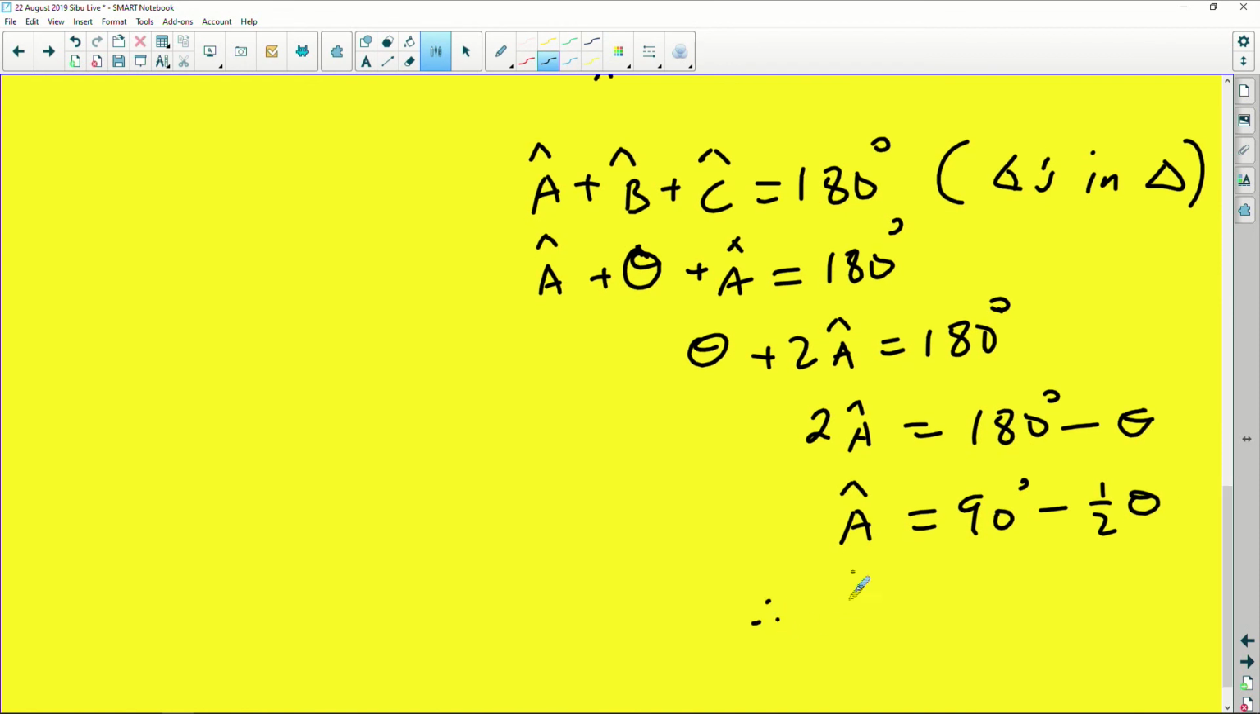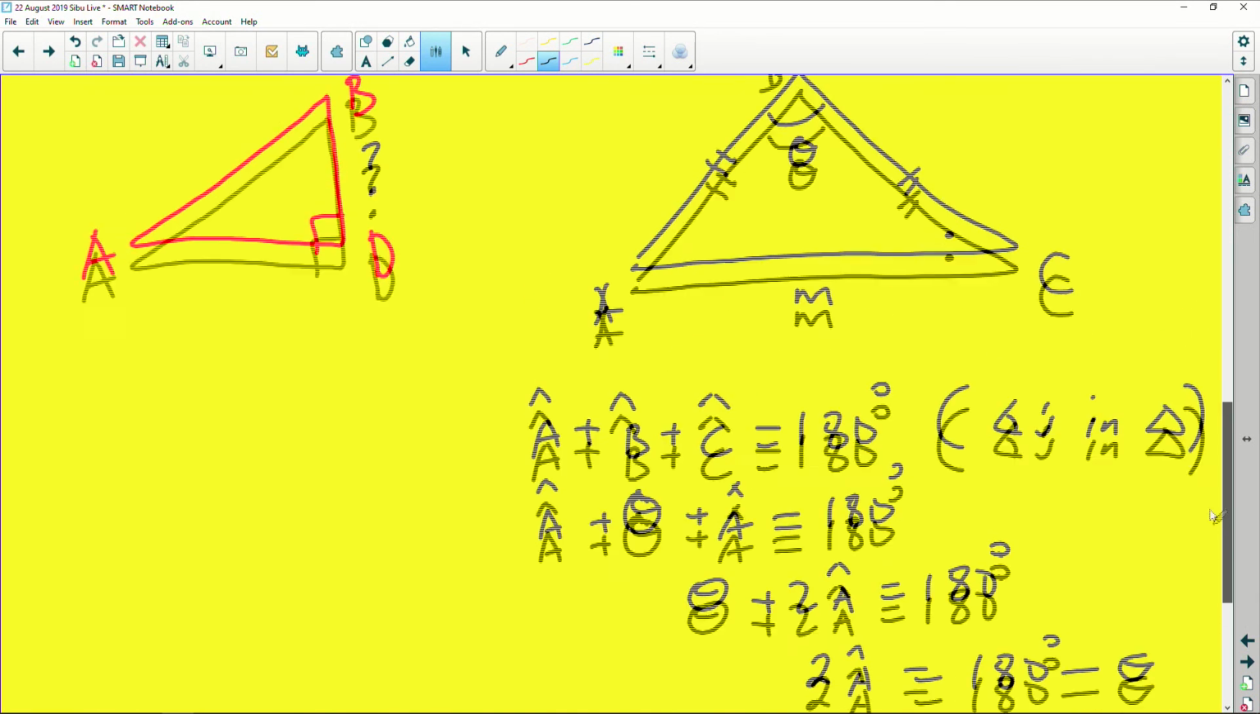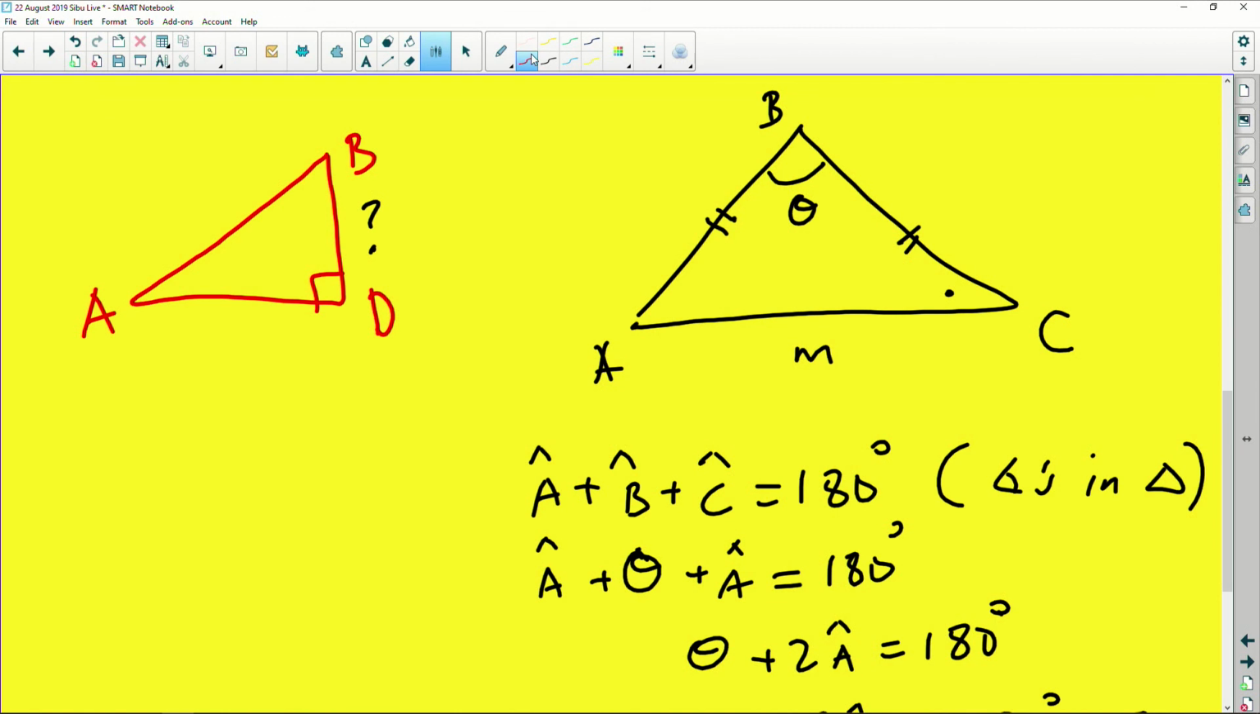Therefore, angle C will also be the same thing, which is 90 degrees minus half theta, because we are dealing with an isosceles triangle. So now I've got that information and I'm going to paste it here. This angle is 90 degrees minus half theta. This angle is also 90 degrees minus half of theta. So in this triangle, I'm going to look for this side, which is opposite that angle.